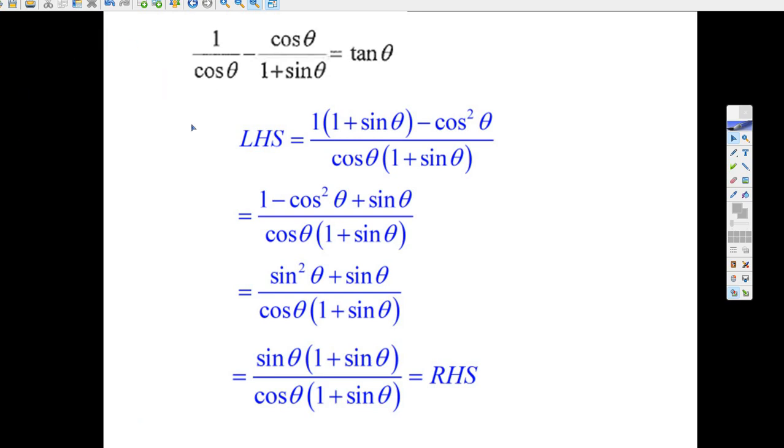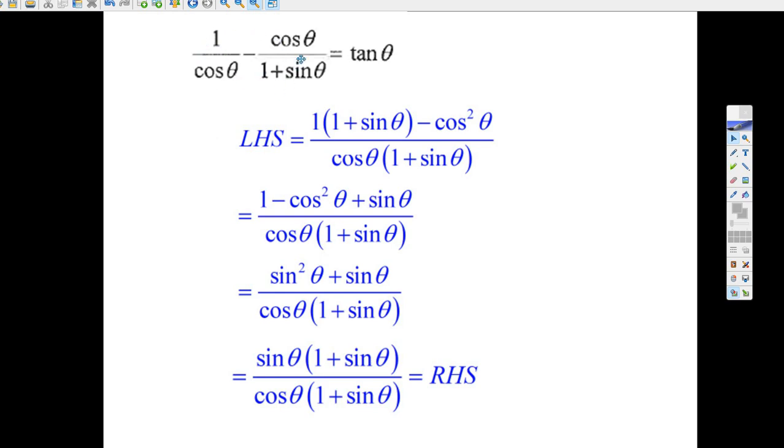Okay, the last trig question, they ask us to prove this identity. There's a left side and there's a right side, and you can only work with one side at a time. Usually, to make the most complex side, you try and turn it into tangent, which is sine over cosine. But a lot of this stuff is actually understanding fractions.